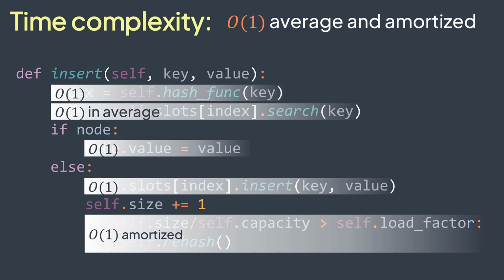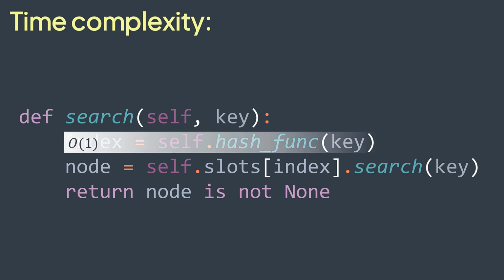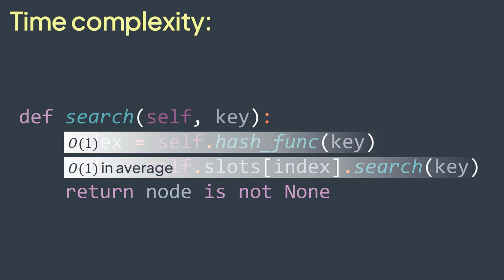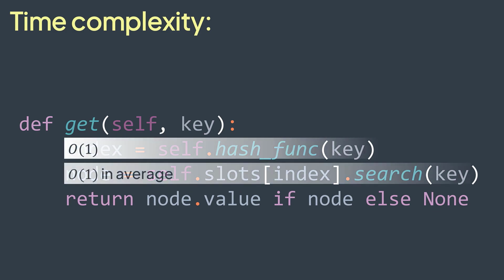Let's continue. Next operation is lookup, searching for the existence of a key. For that we calculate the hash, O of 1, then perform a linear search on the linked list of that spot, which is O of 1 on average, same logic as for inserting. You get O of 1 time on average for lookup. Then for getting the value of a key, same thing. Hashing is O of 1 and searching for the node is O of 1 on average. We get O of 1 on average for this operation.